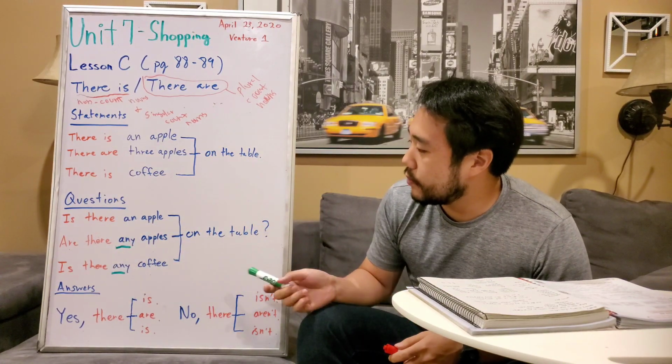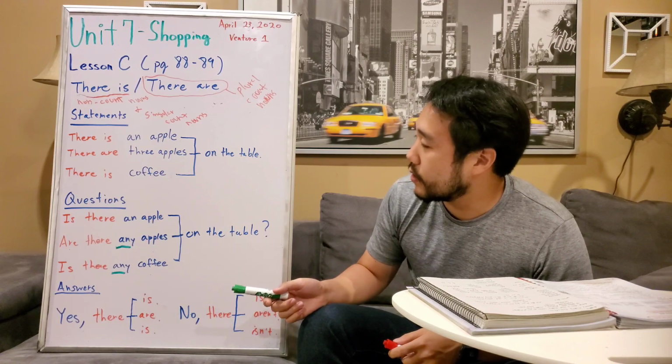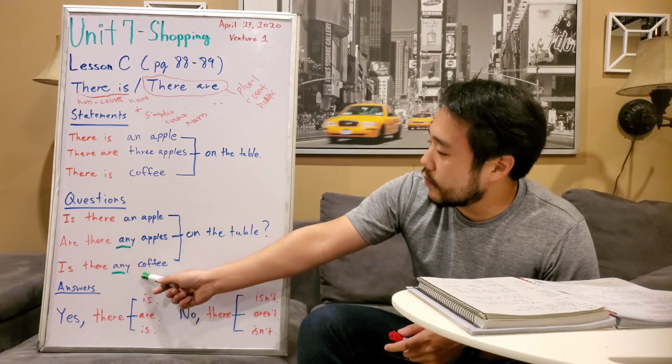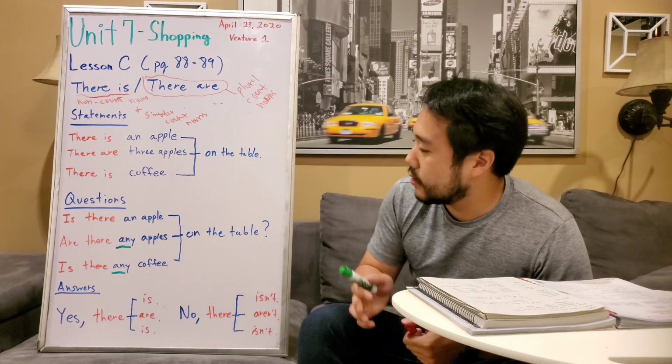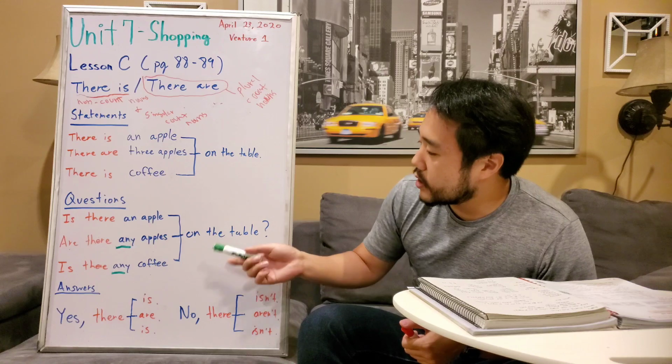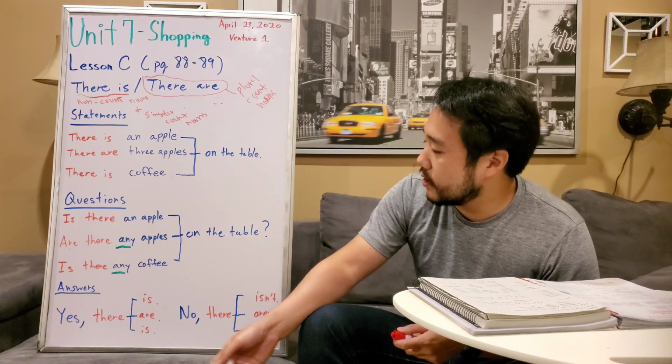So are there any apples? Is there any coffee? Here is something that we can't count, and here is something with plural count nouns. And finally, for these questions, we can answer in the following way.